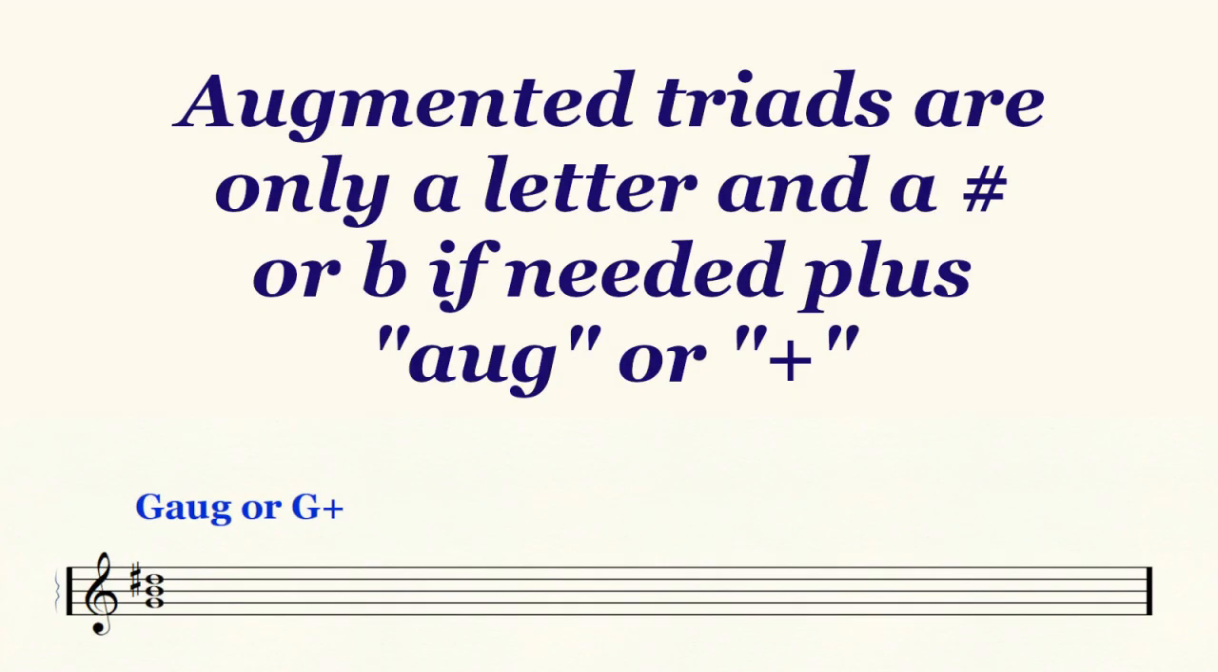An augmented triad is a chord like G, B, and D sharp. It is marked with a letter for the root plus a sharp or flat if necessary. AUG, or a plus sign, is added to show that it is an augmented triad.